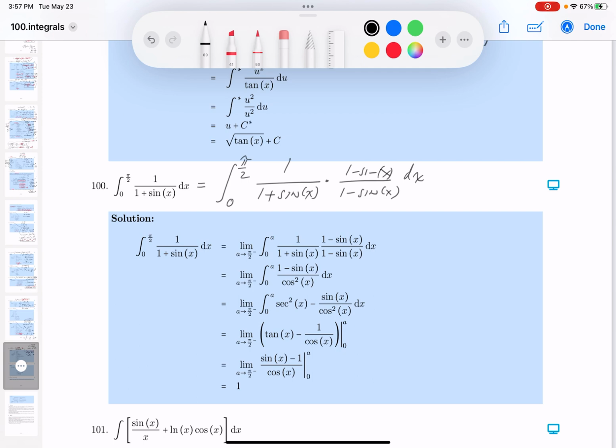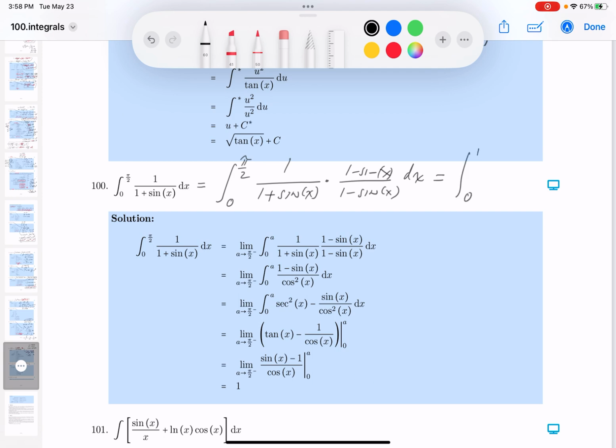Now granted, it does create a problem. I'll tell you what the problem is going to be. When I do that, I make the integral improper, because at pi over 2 now, 1 minus sine x is going to be 0. But let's worry about that later. Let's see if this goes anywhere with the problem.